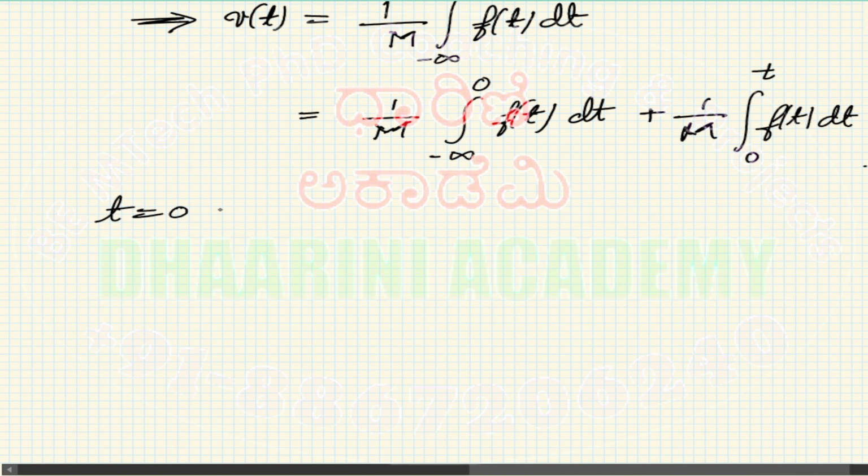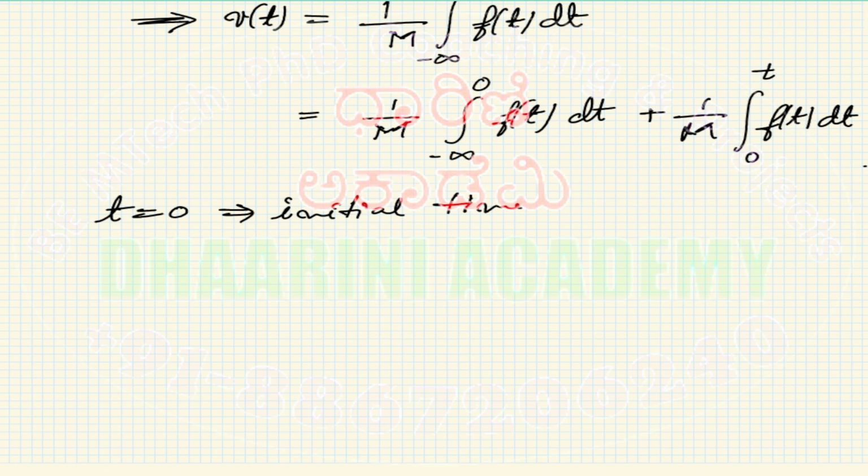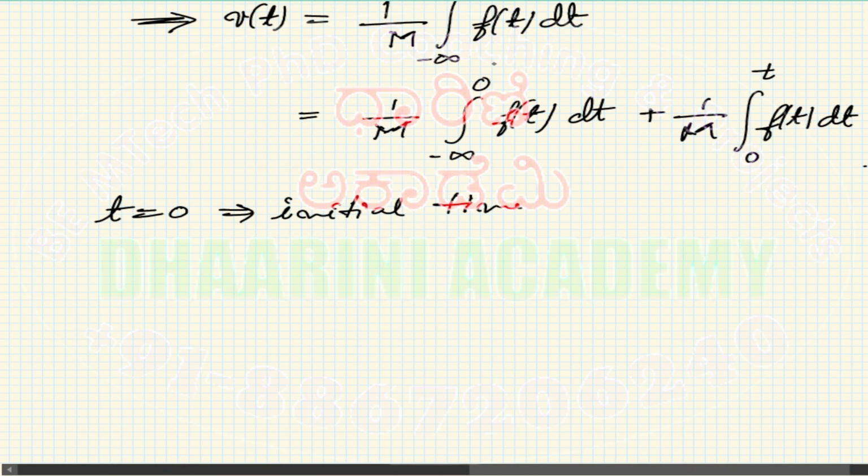So here t equal to 0 is the initial time, where the time begins, time counts. Now you see we can write this differently. Some of the textbooks will also say that you don't have to write 0 over there. t naught is the initial time.